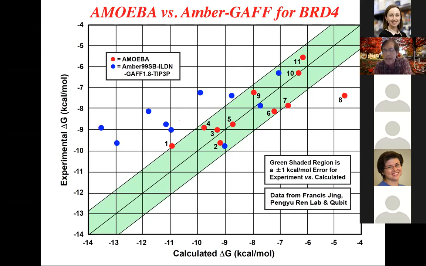I guess my take-home message would be that if you want to do absolute binding free energies, we think the force field is important. There's a very large cancellation of error that's going on in a lot of relative binding free energy calculations. We're convinced of that. Everybody knows that, but some people may not realize how large that cancellation of error is and how much it's contributing to the results.